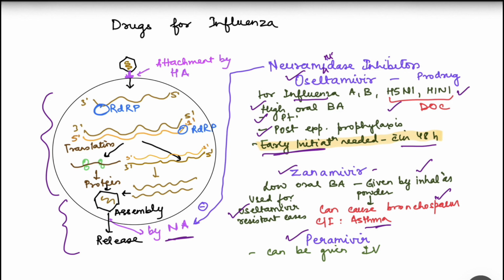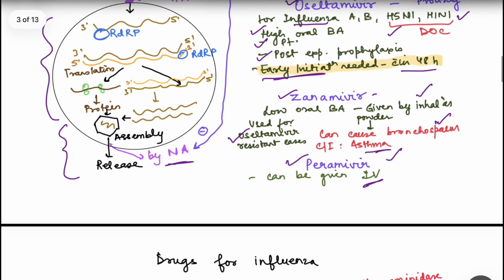Then the third drug among these neuraminidase inhibitors is Peramivir, which can be given IV. So in hospitalized patients also we now have another drug, that is Peramivir, which is given IV.